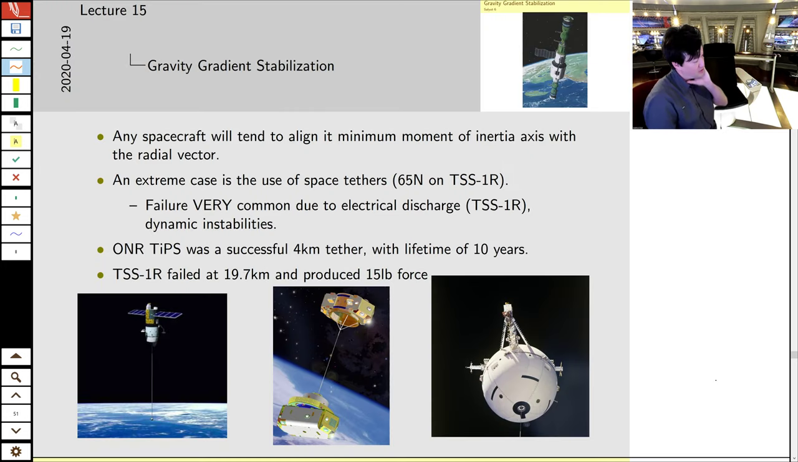Some more interesting, extreme cases of gravity gradient stabilization are space tethers. I'll mention space tethers for a brief period of time. For example, here's a case where you just put a mass on a ball, you put a tether out, and that provides pretty good gravity gradient stabilization. The extreme cases of these are where you have very long tethers.